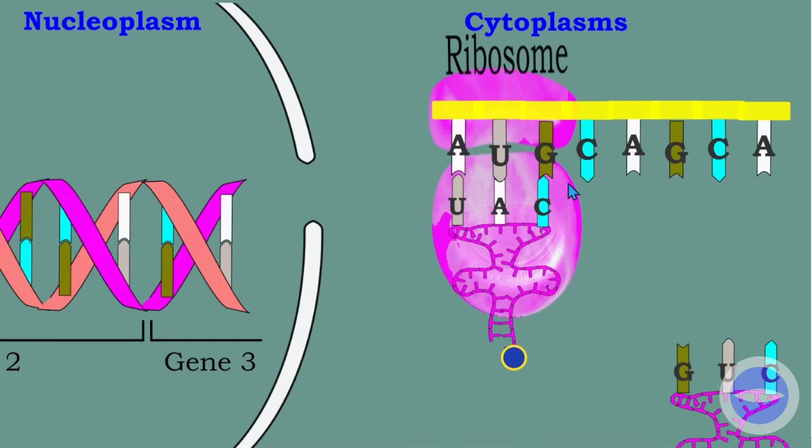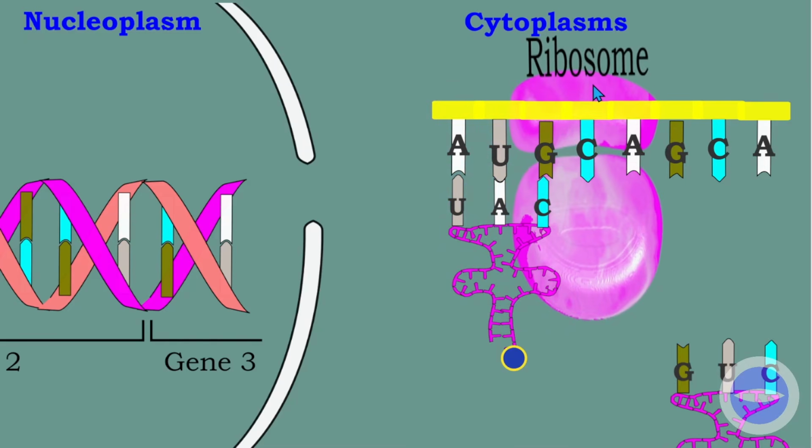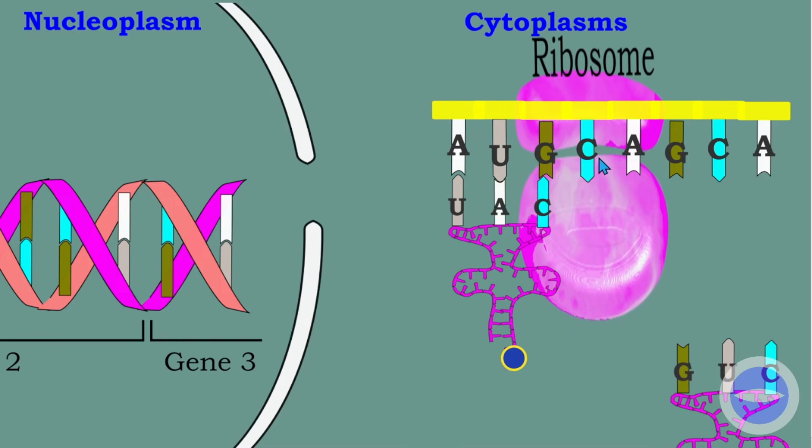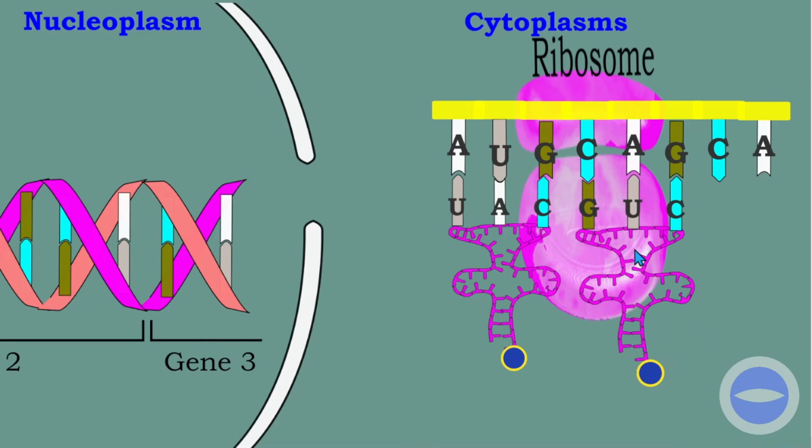Move in this direction and pair another codon. Here we've got C, we've got A, we've got G. So C pairs with G, A pairs with U, and then G pairs with C. So we've got G, U, C. So this tRNA will pass here. And then after it passes here, this tRNA will leave the amino acid here.